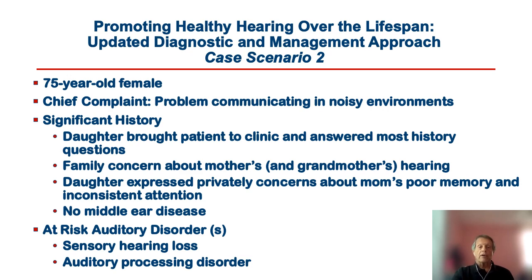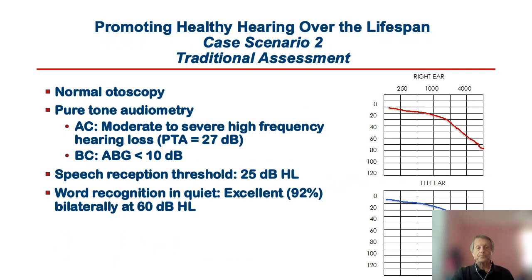So let's look at her audiometric results. Well, if you look to the right, she has a high-frequency, sloping high-frequency hearing loss. It's a sensory hearing loss. It's not unexpected for a 75-year-old as a result of age-related factors. There's no air-bone gap, middle ear function looks normal.